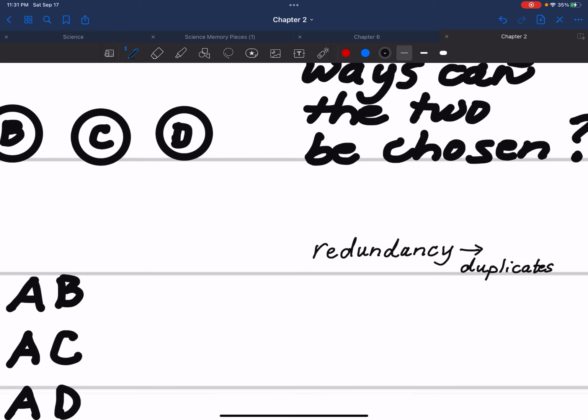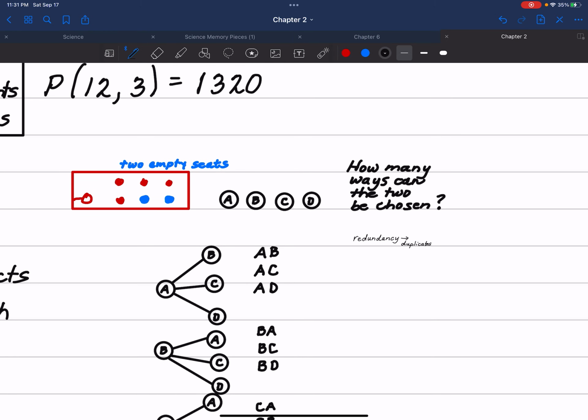So, would you agree with me that this value and this value are redundant? Adams and Bennett, or Bennett and Adams, represent the same two people. One of those is redundant, so I need to remove one because order doesn't matter. It doesn't matter if Adams steps up first or Bennett, both of them get on the bus.